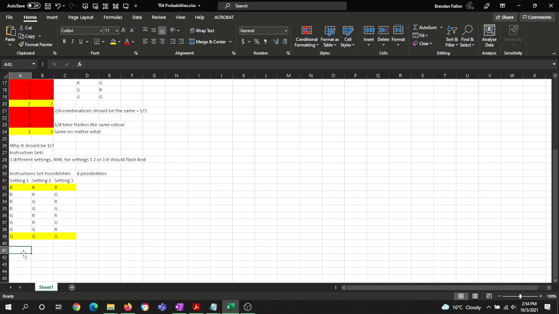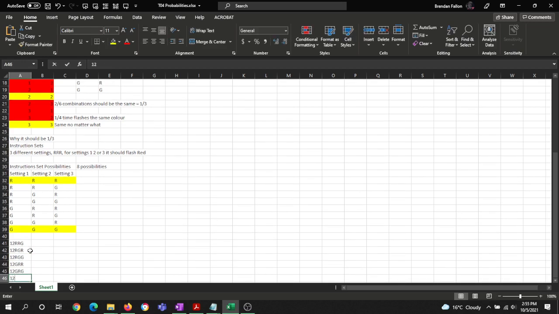What you're saying is basically the possibilities where, say, we take the 1-2 case, where the settings are set to 1 and 2. Then we have all these different possibilities that might come in for that. You have what the actual settings are, and then what the instruction sets are. So RRG is a possible setting, or 1-2 RGR, etc. Then next one RGG, 1-2 GRR, then 1-2 GRG, and then 1-2 GGR.